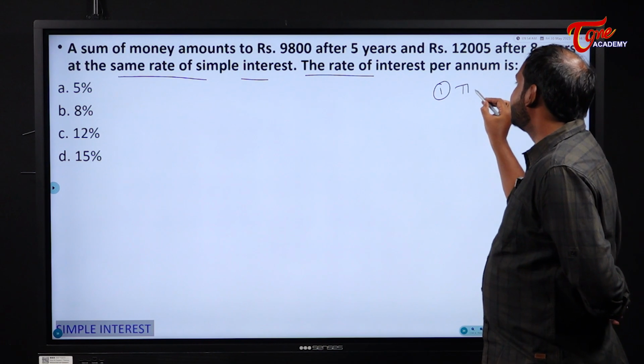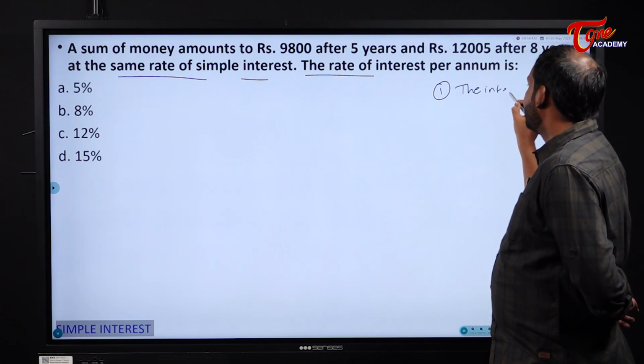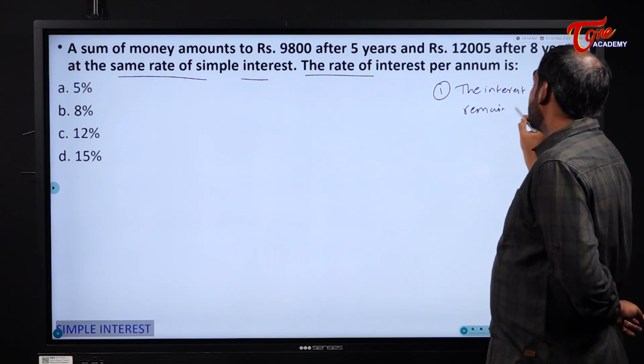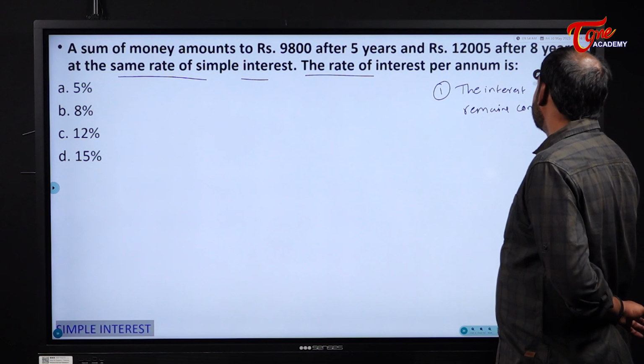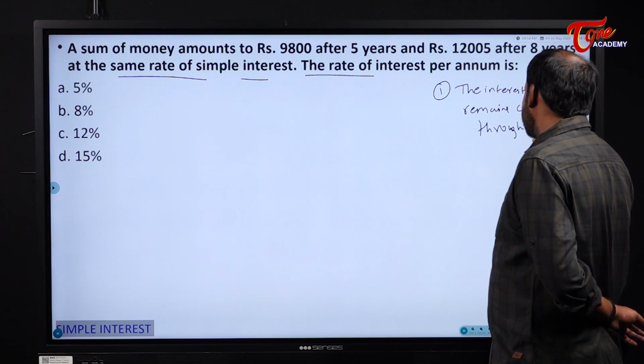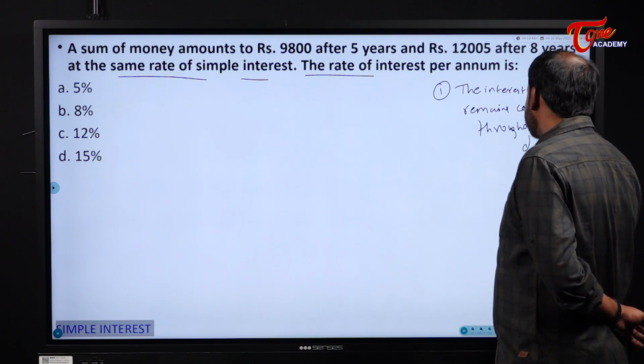The important property is the interest remains constant throughout the duration. This is one important note.